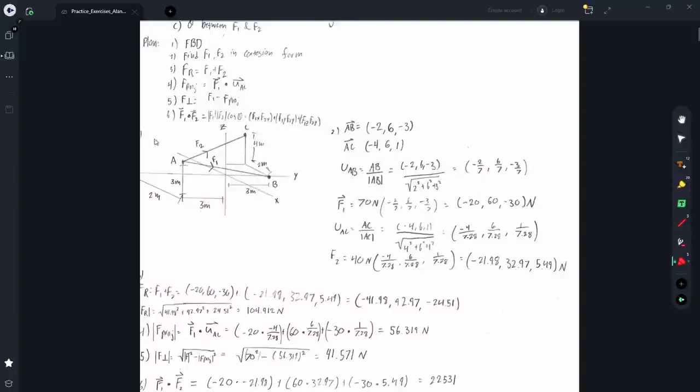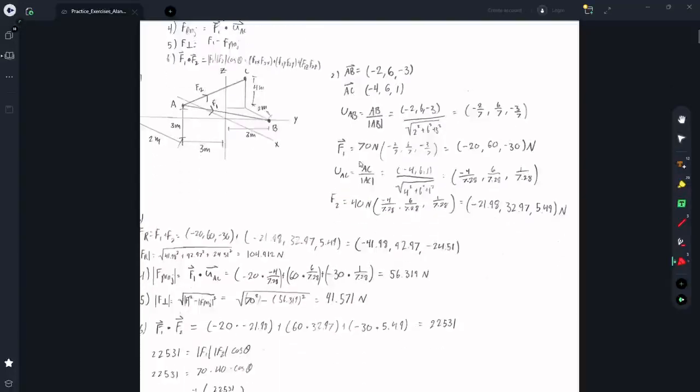So to get F1, which acted along AB, we can just multiply its magnitude, which is 70 newtons, times the unit vector, giving this. And then I did the same thing for AC. I turned it into a unit vector by dividing by its magnitude and got this. And then I multiplied the unit vector by the magnitude of F2, which is 40 newtons. So now that we have both forces in Cartesian form, we can get the resultant force by just adding them since they act at one point A. So I did that right here and got about negative 42 newtons in the x direction, about 93 newtons in the y direction, and about negative 24 newtons in the z direction.